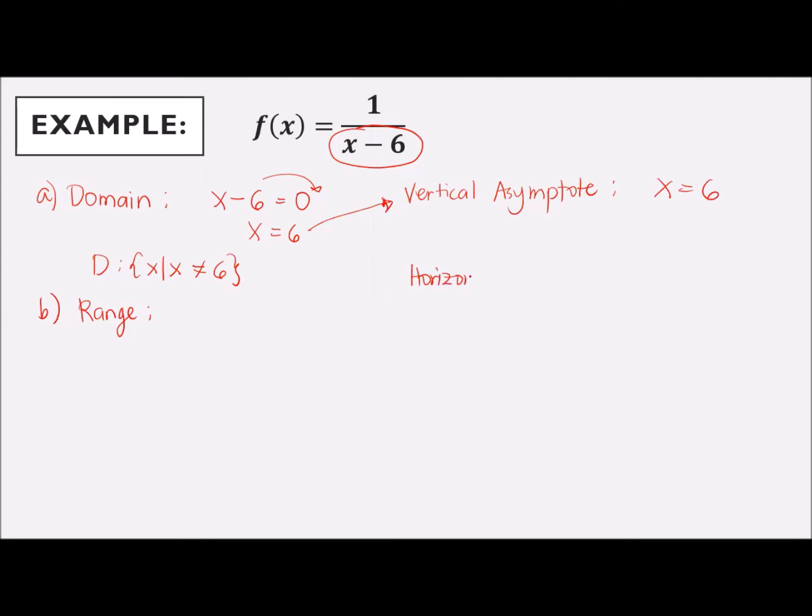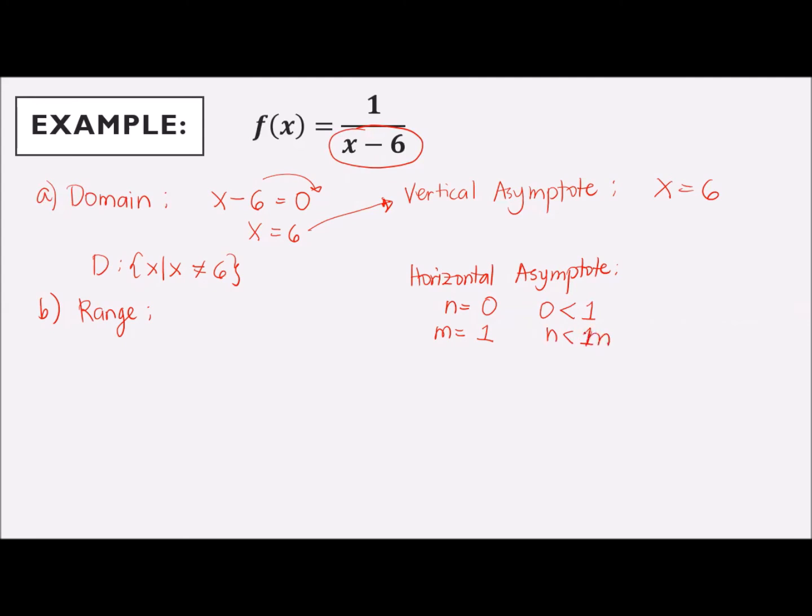So, I suggest, kunin nyo na si horizontal asymptote. Okay, ano ulit ang kukunin sa horizontal asymptote? The values of n and m. N is a degree for the numerator. Wala, di ba? Wala itong variable. So, ibig sabihin, 0 siya. Then, yung m, ang degree natin dito ay 1. So, that is 1. And anong relationship? 0 is less than 1. Or in short, n is less than m.